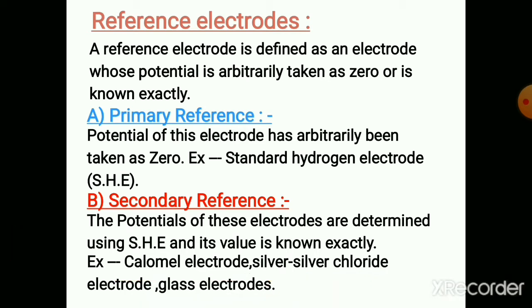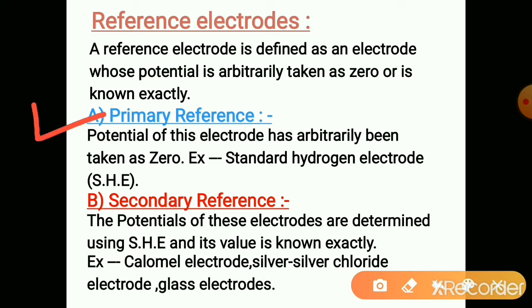So we cannot determine the electrode potential of a single electrode. We must connect it with another electrode. There must be an oxidation half and a reduction half. Then only the cell gets completed, and we can determine the electrode potential by connecting one of the electrodes as a reference electrode.